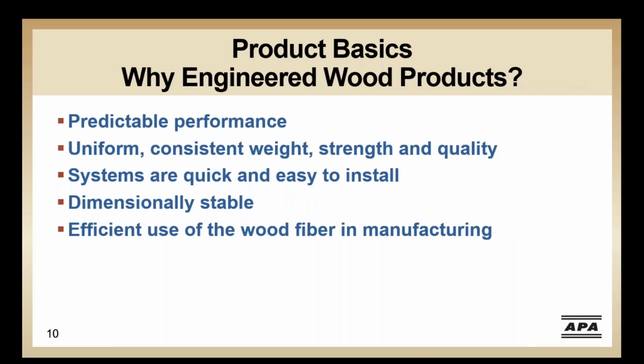So why do we use engineered wood products? In addition to being a green, sustainable product, engineered wood products provide a uniform, predictable performance, uniform weight, and strength. These products are quick and easy to install using the same practices that framers have been accustomed to with dimension lumber. These products are engineered to maximize strength for an application, be more dimensionally stable than dimension lumber, and provide an efficient use of our wood fibers in the way these products are manufactured.